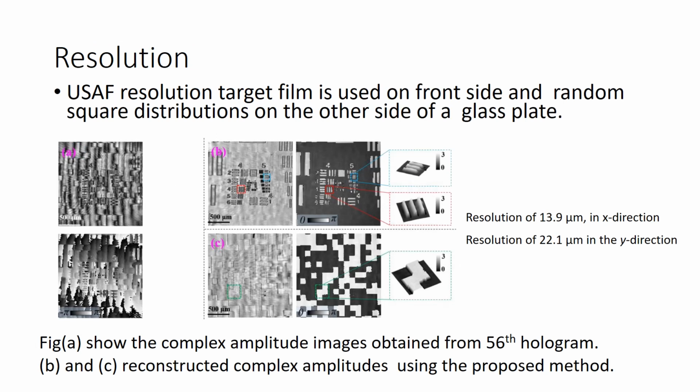And we also looked at the resolution using resolution target films. Again, it is used on the front and rear side. On the front side, we use this target, and on the other side, we use some random squares distribution. While examining the resolution target group elements, we understood that the resolution along the x direction is around 13.9 micrometers, and resolution in the y direction is about 22.1 micrometers.